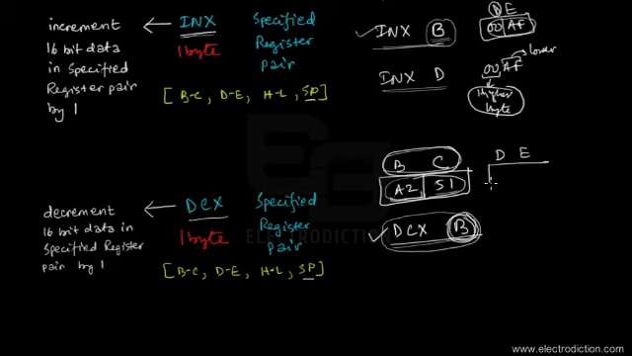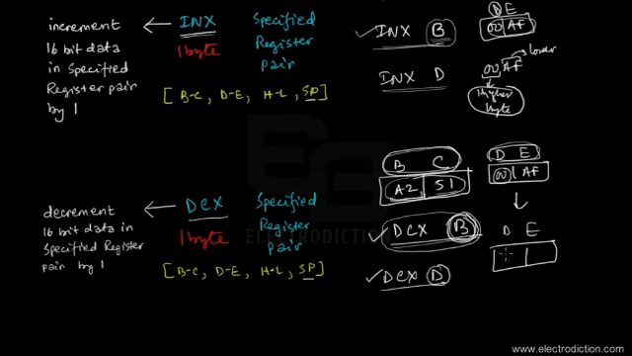Let's give another example. Let's say the DE register pair contains this particular data, for example 00AF, and we need to decrease it, then we would write DCX D. This instruction refers to the DE register pair, so we specify the name of the register, D, that contains the higher byte of the entire 16-bit data. So this gets decreased to 00AE after this instruction gets executed. That's pretty simple.